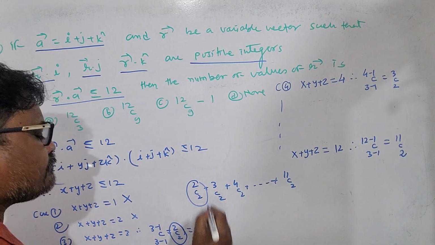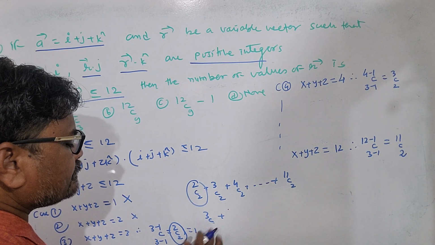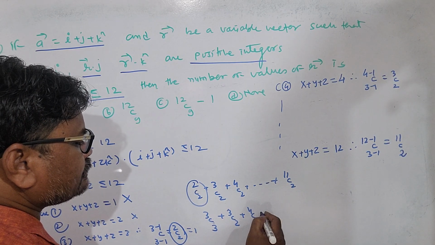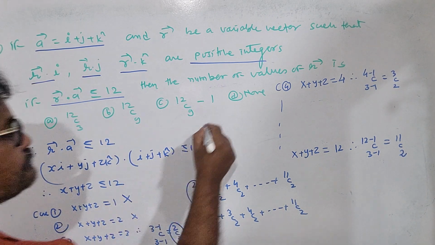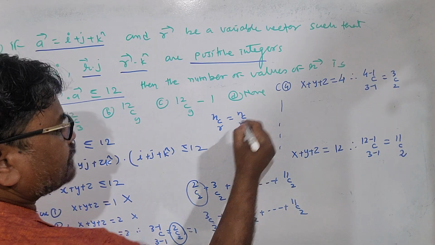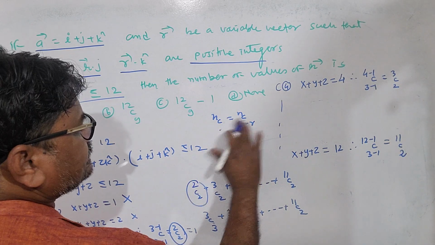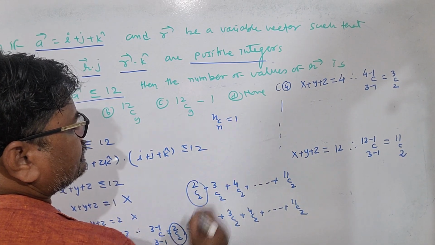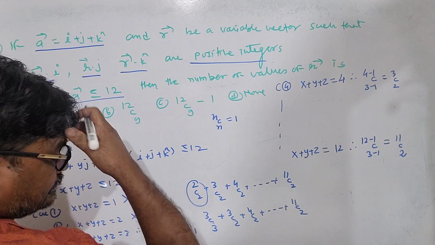2C2 can be written as 3C3. Okay. 3C2 plus 4C2 plus up to 11C2. 2C2 means we are writing nCr equal to nC(n minus r). This is nCn, which equals 1. We are using this formula. So it is 2C2 or 3C3 or 4C4, that is the same.